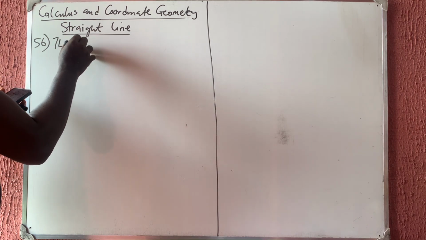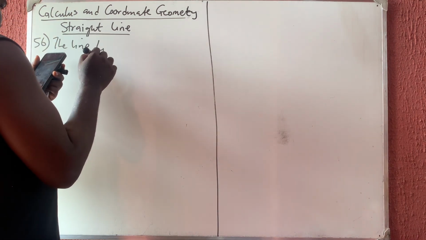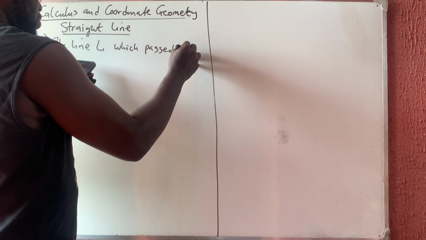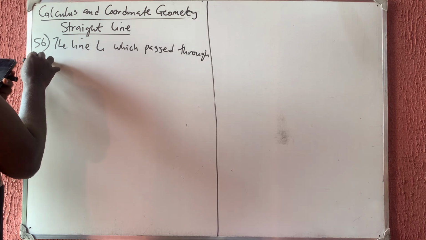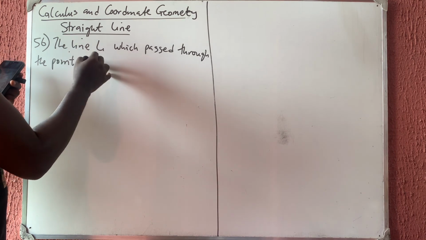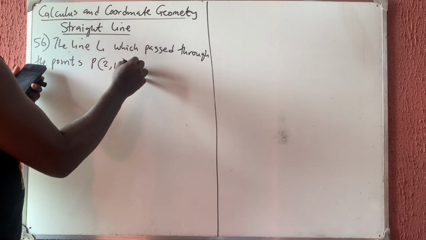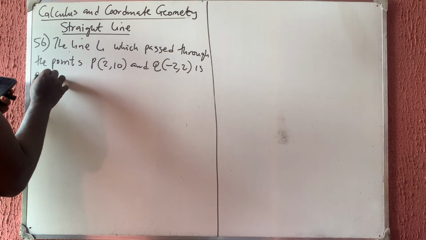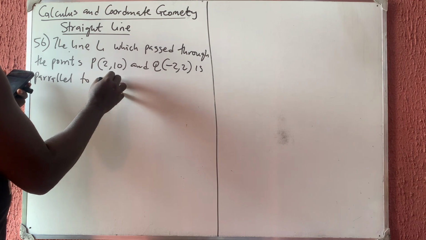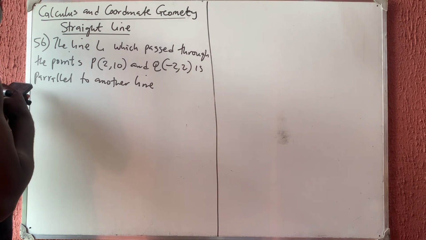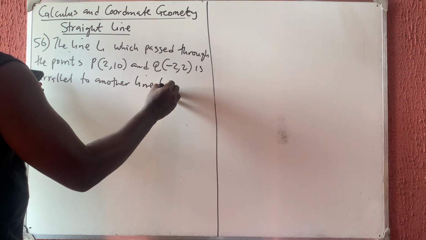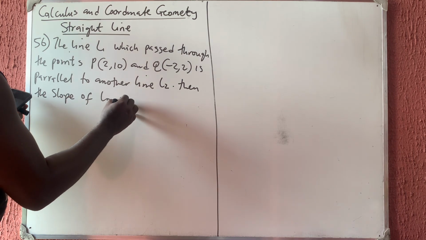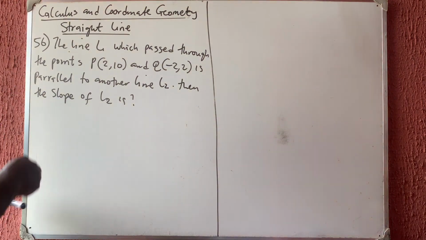Question number 56: the line L1, which passes through the points P (2, 10) and Q (-2, 2), is parallel to another line L2. Then the slope of L2 is what? Now the first thing we can get is the slope of L1.